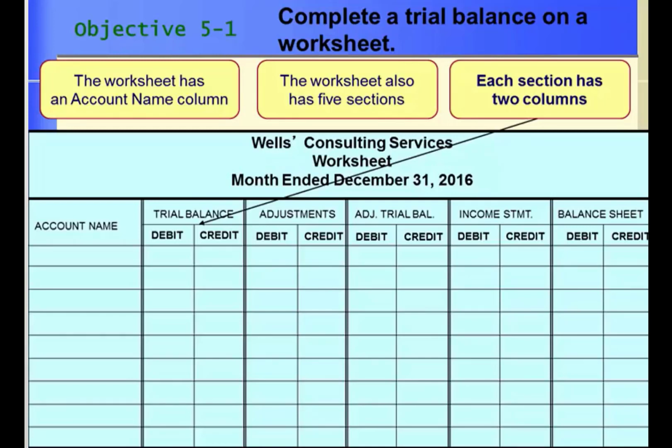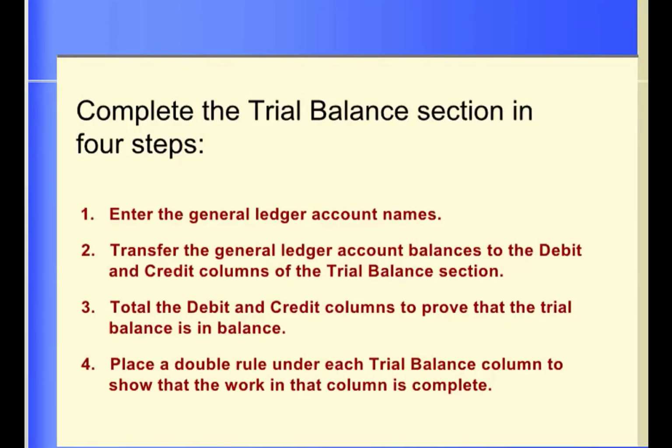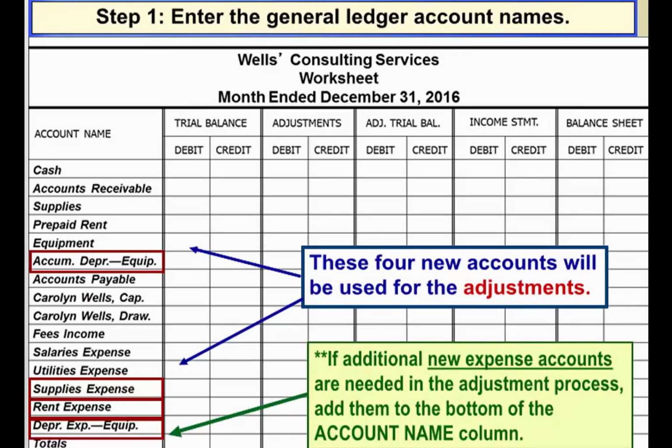Let's begin by entering the trial balance on the worksheet. What is a worksheet? It is a tool that accountants use at the end of an accounting period. The worksheet has 3 parts to the heading, just like a financial statement. The heading answers who, what, and when. The first column of a worksheet is the account name column. The worksheet has 5 sections. Each section has a debit and credit column, so this can also be called a 10-column worksheet.